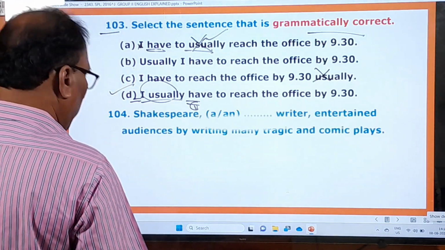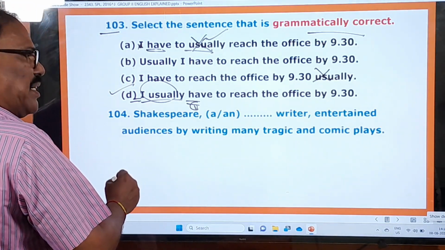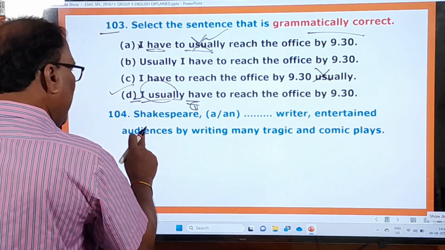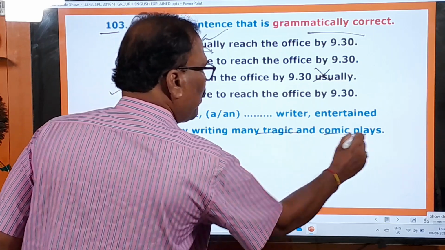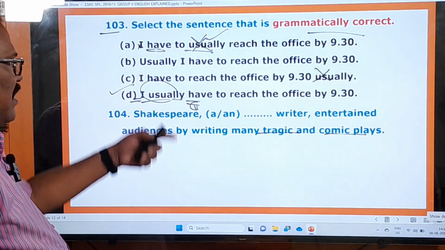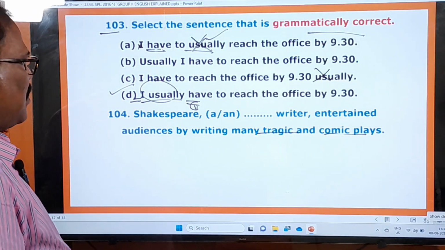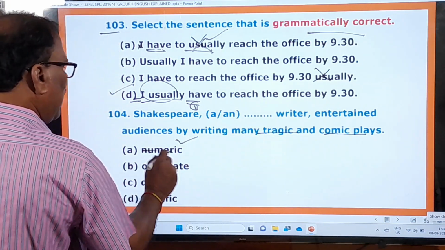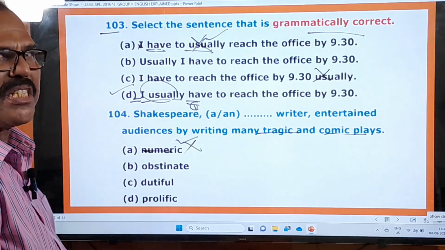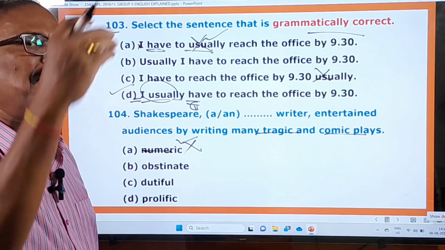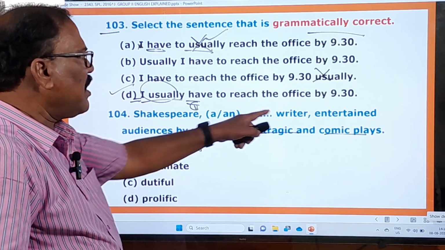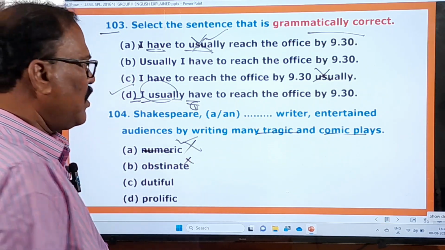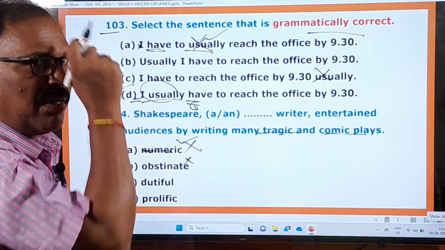Now you go to the 104, last sentence. Shakespeare, a or an dash writer, entertained audiences by writing many tragic and comic plays. About Shakespeare, a sentence is given. What should we use? Some options are given. Numeric writer. Numeric is not the word to be used here, because numeric means pertaining to number. Meaningless. Obstinate means stubborn. So stubborn writer, no, you cannot insult him like that.